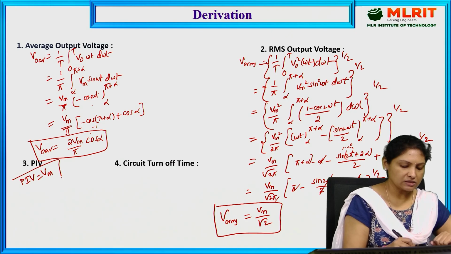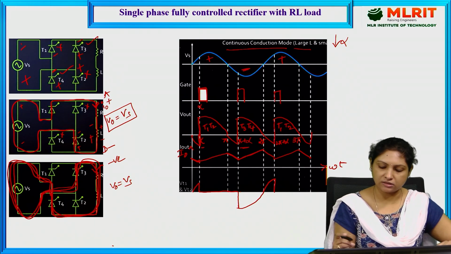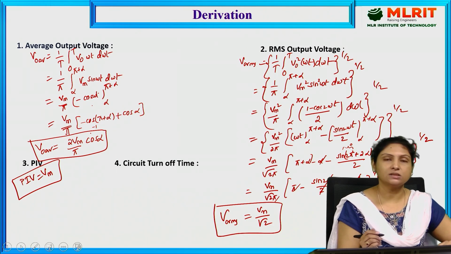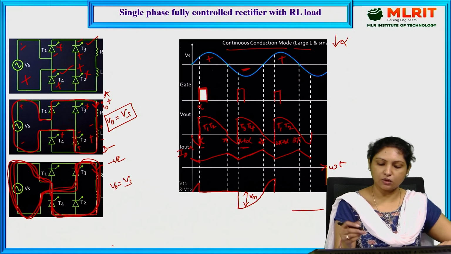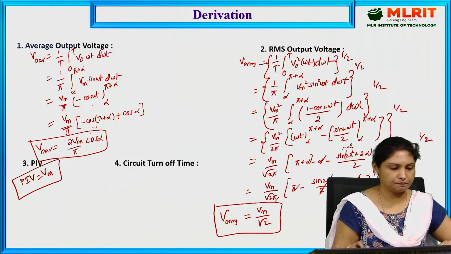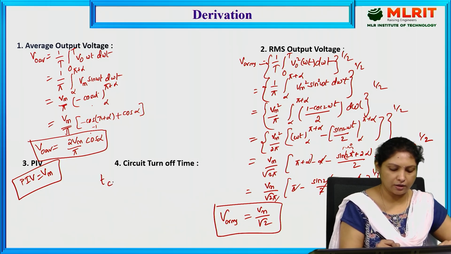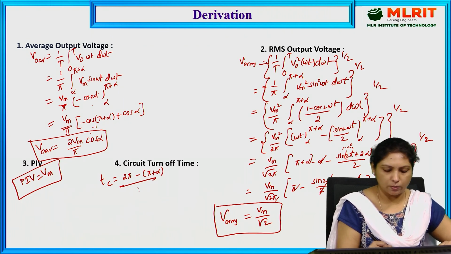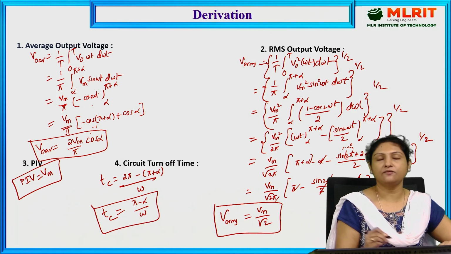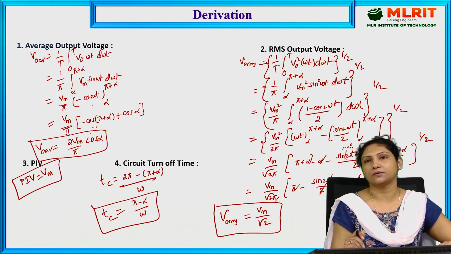As I told you, this is the maximum negative voltage which appears across the thyristor during the off condition. Similarly, the circuit turn-off time is 2 pi plus alpha minus pi plus alpha. Here, the circuit turn-off time is given by 2 pi minus, it is off from pi plus alpha, divided by omega. In that case, 2 pi minus pi is pi minus alpha, by omega. This is your circuit turn-off time for the single phase fully controlled converter with inductive load, that is RL load.